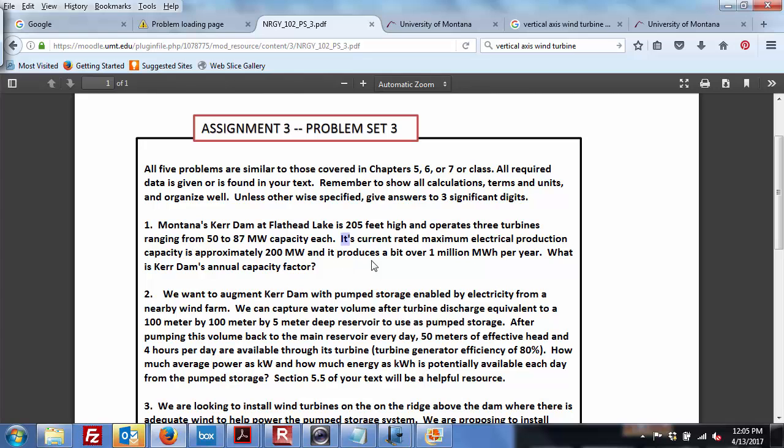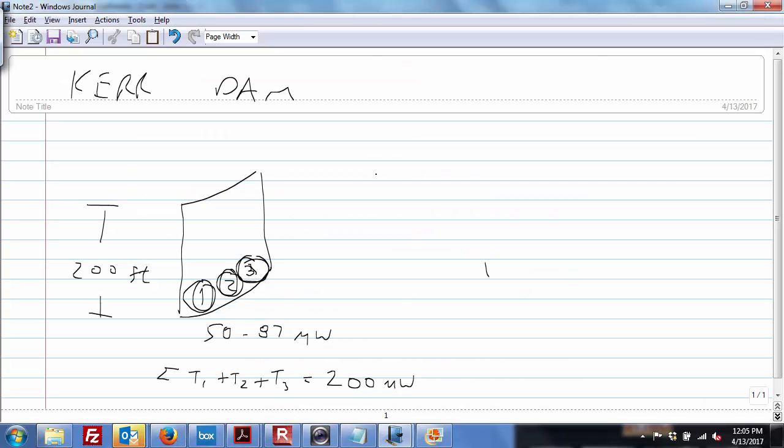Now, we're also given, it produces about 1 million megawatt hours per year. So energy per year equals 1 million, so 10 to the 6th megawatt hours. Okay. Now we're asked what the capacity is. So we're given that it's on average making about 200 megawatts.